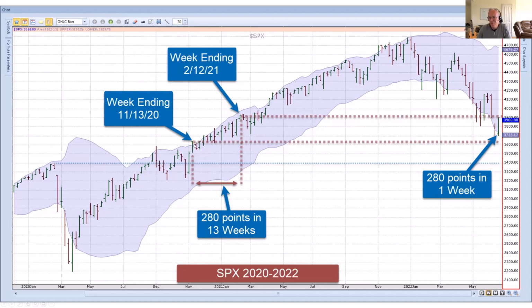So still pretty good, really, seeing as the pre-COVID high was an all-time high. And then it took 13 weeks to make 280 points in the SPX. So the week ending 2/12/21 is the level here, which is actually where we are as of last Friday. So in 1 week, we've made 280 points. And back at the end of 2020, it took 13 weeks to make that same move. And that was in a good market. So 2021 was a really good market, as you can see. But we're now back to February of 21.